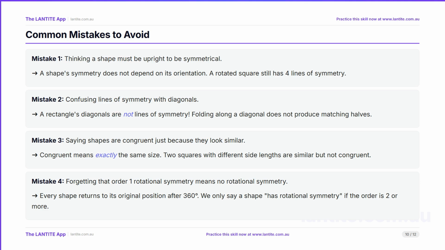Third, shapes that look similar may not be congruent. 2 squares of different sizes are similar but not congruent. Fourth, every shape maps onto itself after a full 360-degree rotation. But we only say a shape has rotational symmetry if the order is 2 or more. Order 1 means no special rotational symmetry.